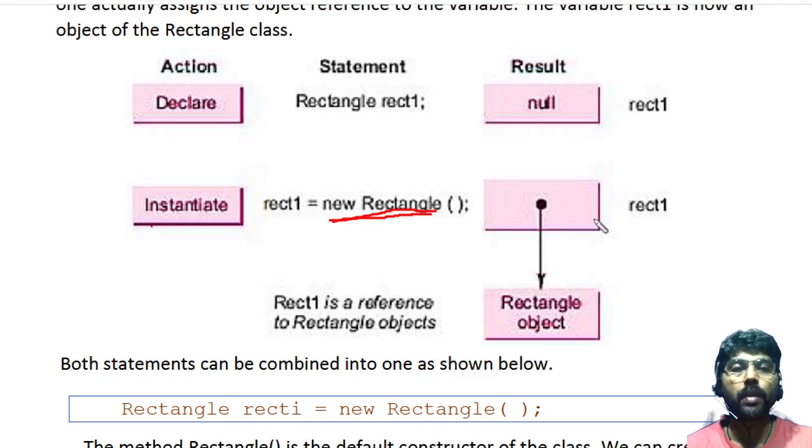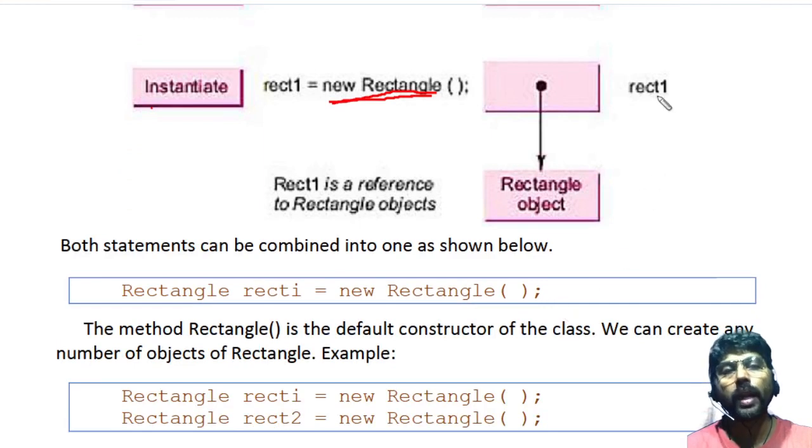Now this diagram explains rect1 is initially a null value. Now a new object is created by this new, and that object is actually pointed to by this rect1. Now rect1 is an object.